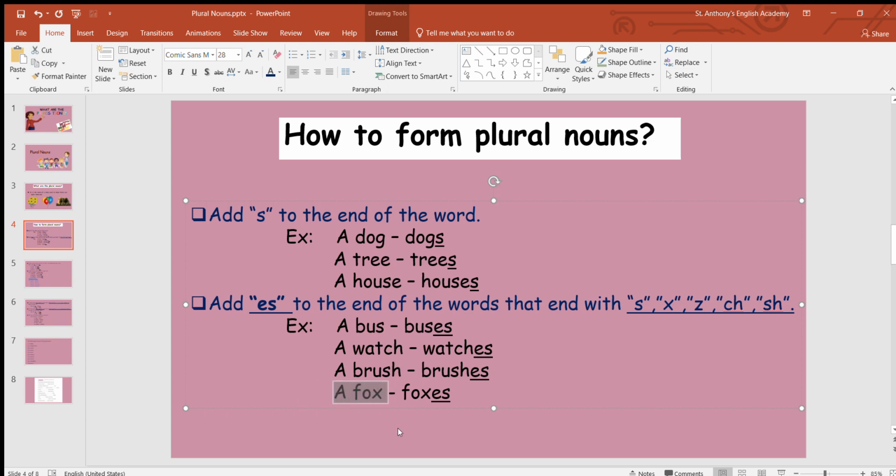Next example. It is a fox. What is the last letter? It is the letter X. So now what should we do? We can add ES at the end of this word to form the plural noun. So what is the plural noun of this fox? You can say foxes. Very easy, right? Okay, what is the next method?